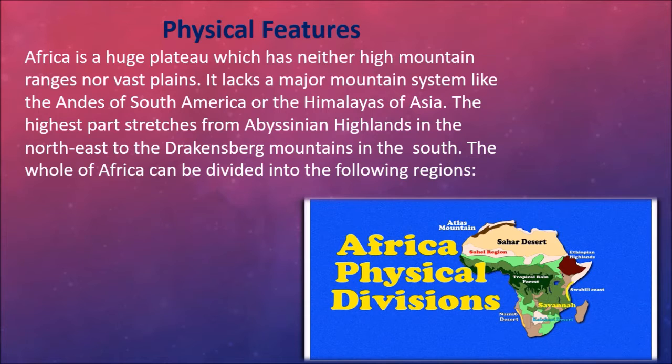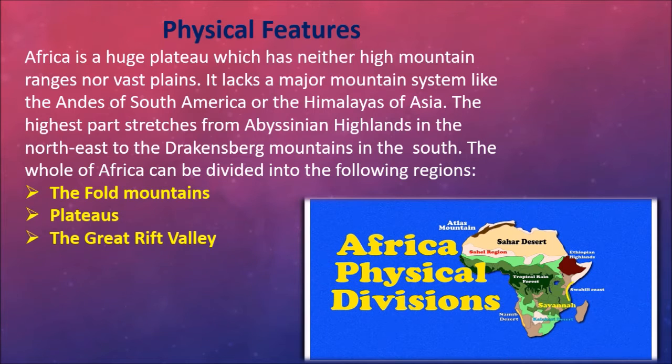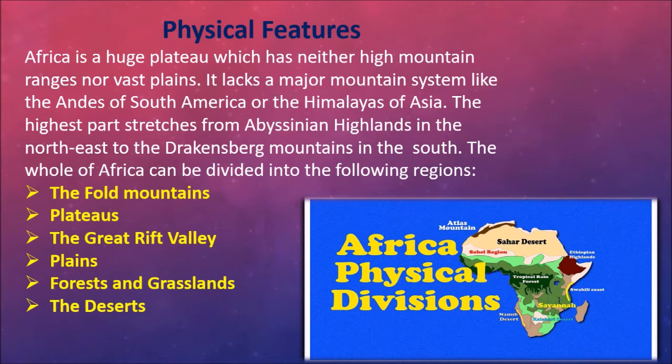The whole of Africa can be divided into the following regions. They are the Fold Mountains, the Plateaus, the Great Rift Valley, the plain forests and grasslands, and the deserts. Now let us learn about it in detail.